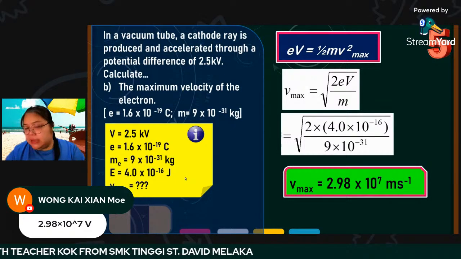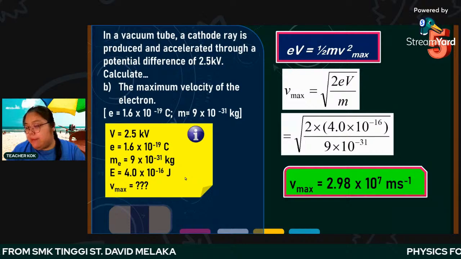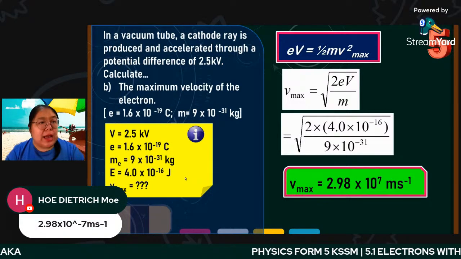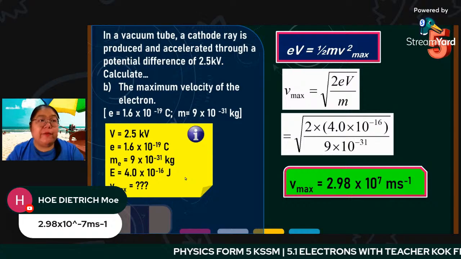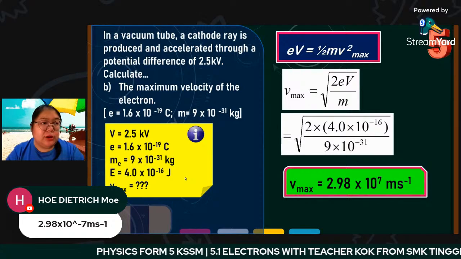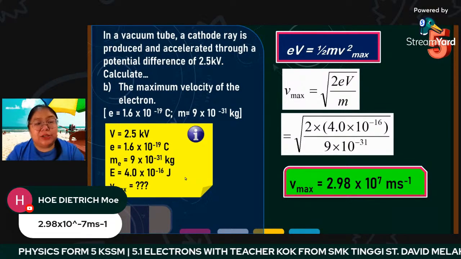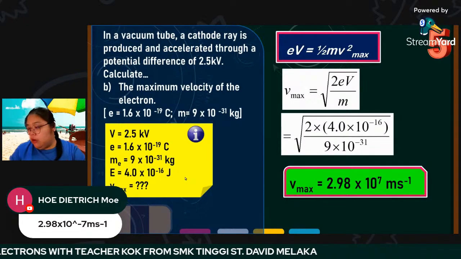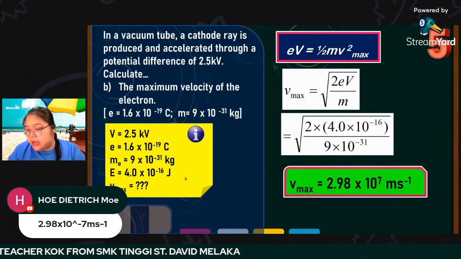Okay, how come Kai Xian got V? It's ms negative 1. Excuse me, ms negative 1. This one is a velocity unit, not V. V is a potential difference. So this one is a kinetic energy. Okay, how come Dendrich got negative 7?